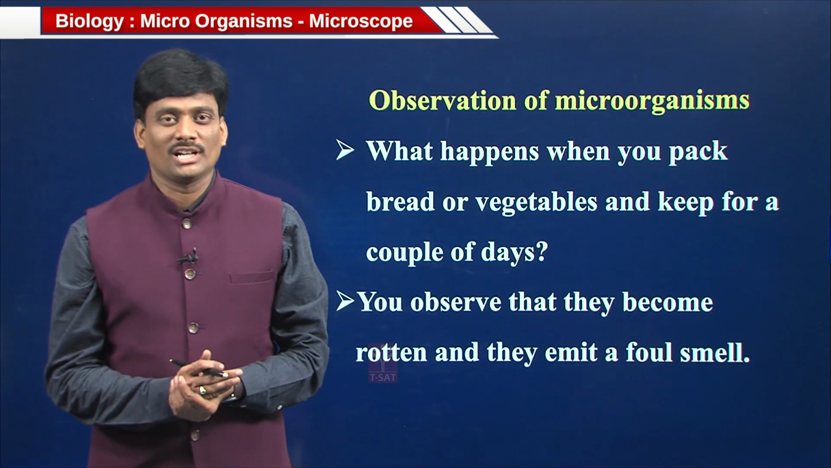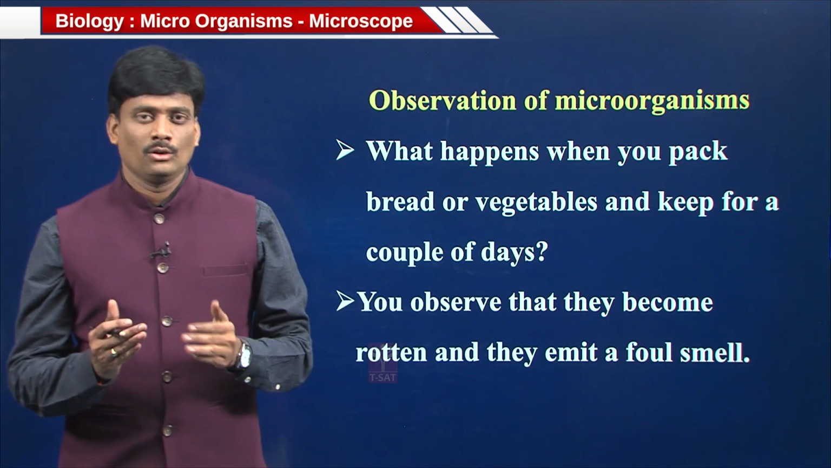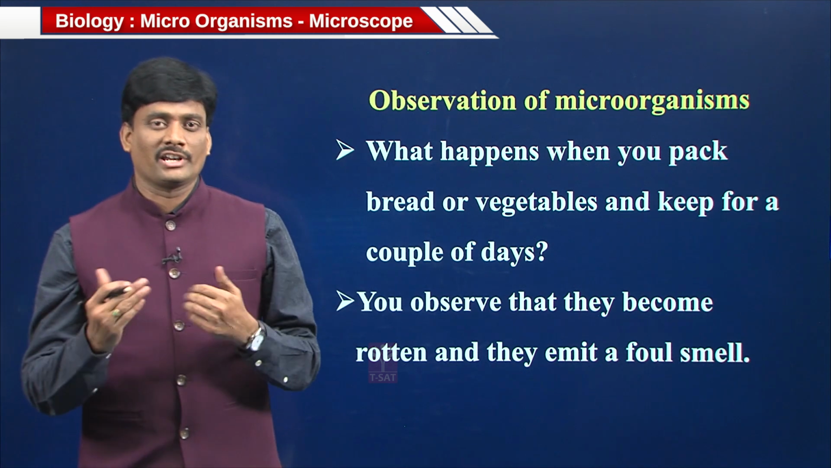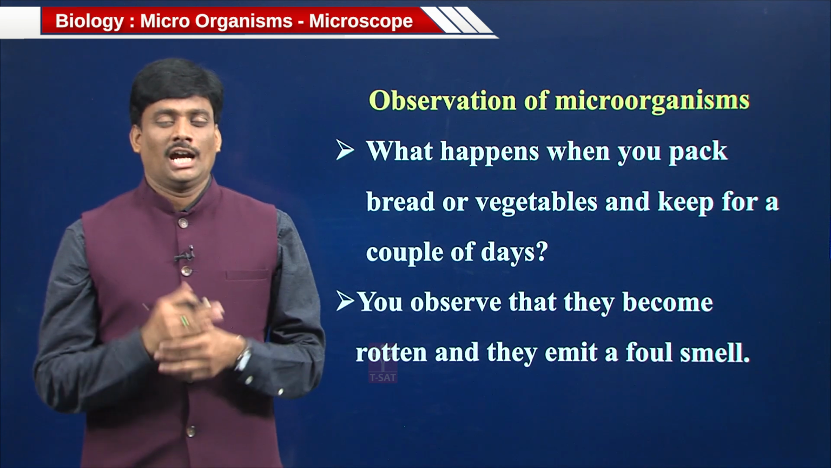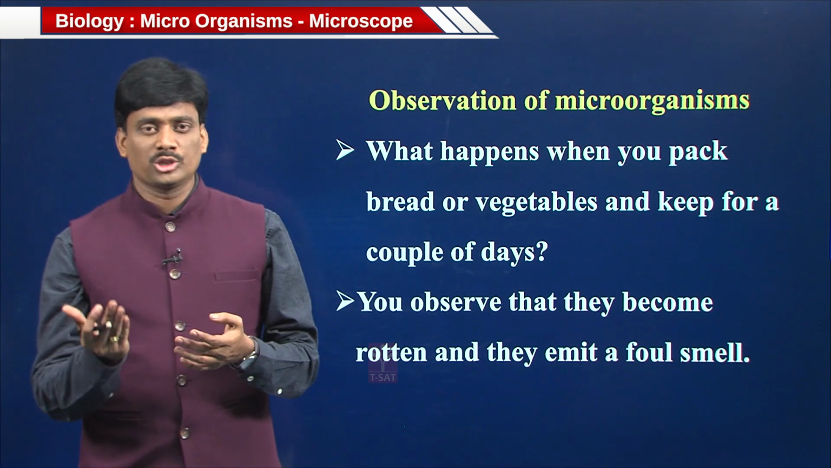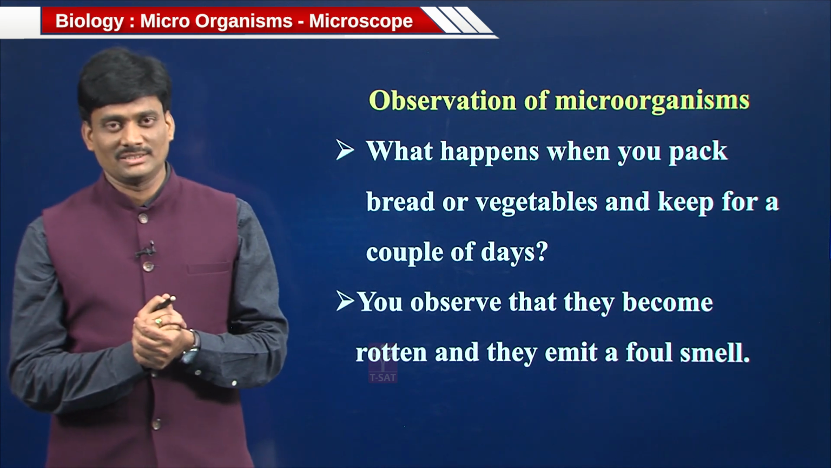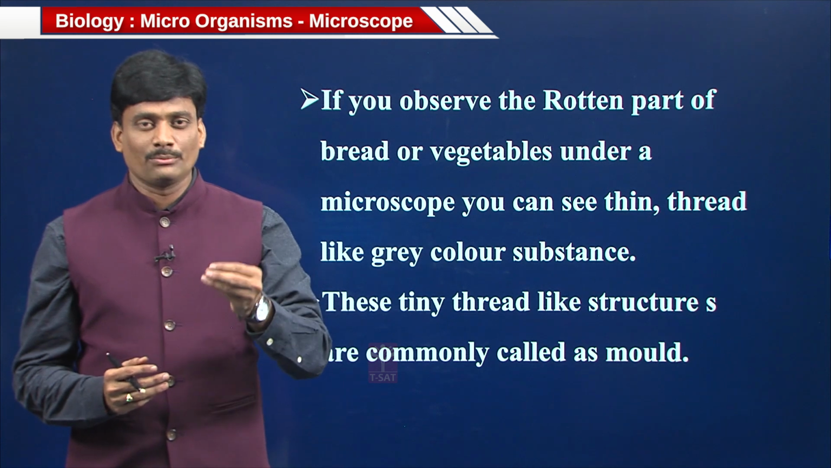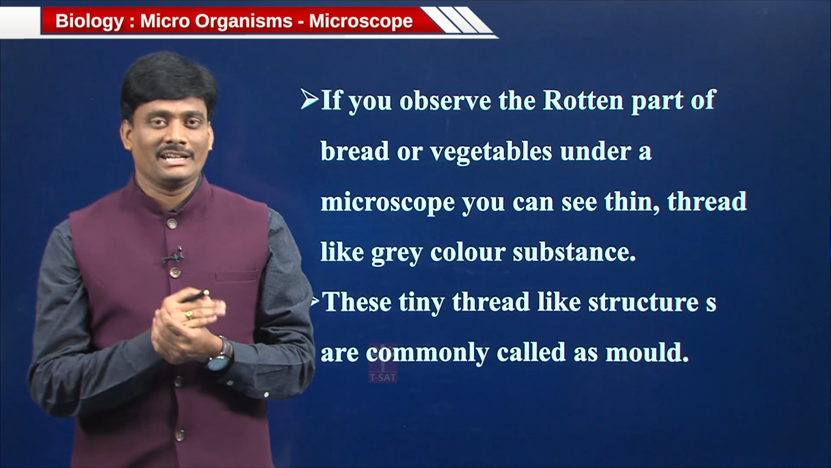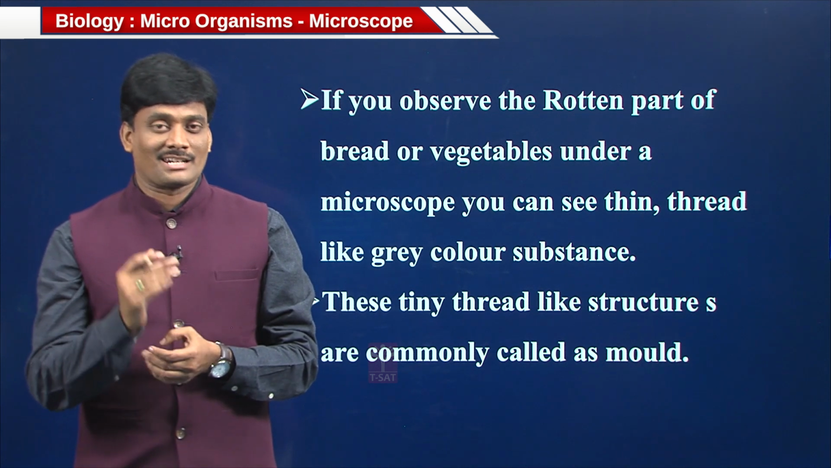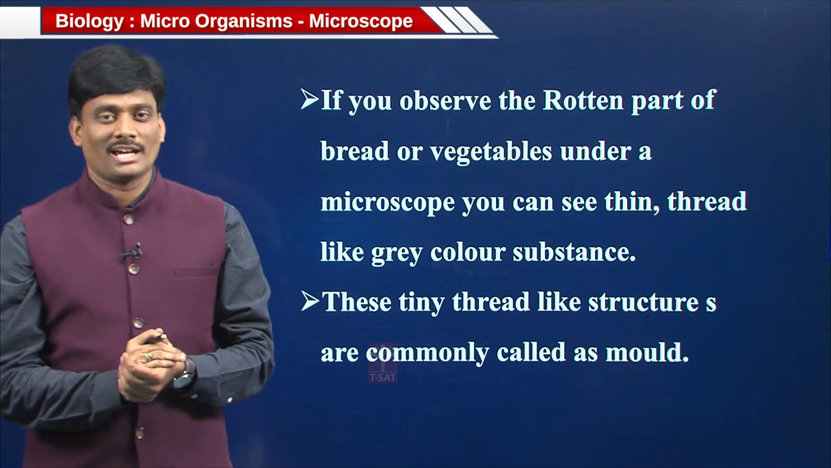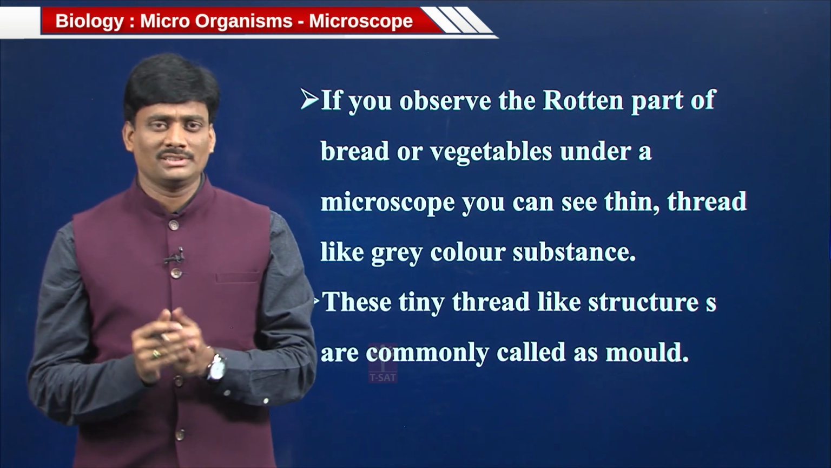Now, we are going to observe the microorganisms. Students, what happens when you pack bread or vegetables and keep them for a couple of days? When you see them after a few days, automatically they are rotten and you get a foul smell from those things, isn't it? If you collect the rotten part of vegetables or bread and observe it under the microscope, you are able to observe tiny thread-like structures, and the tiny thread-like structures are nothing but one kind of fungi. Commonly they are called a mold. It is nothing but Rhizopus bread mold.